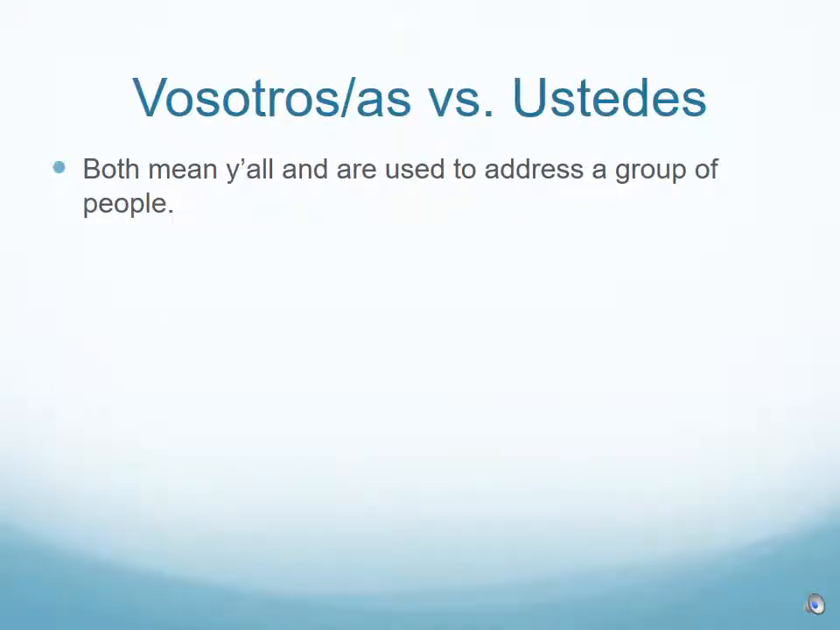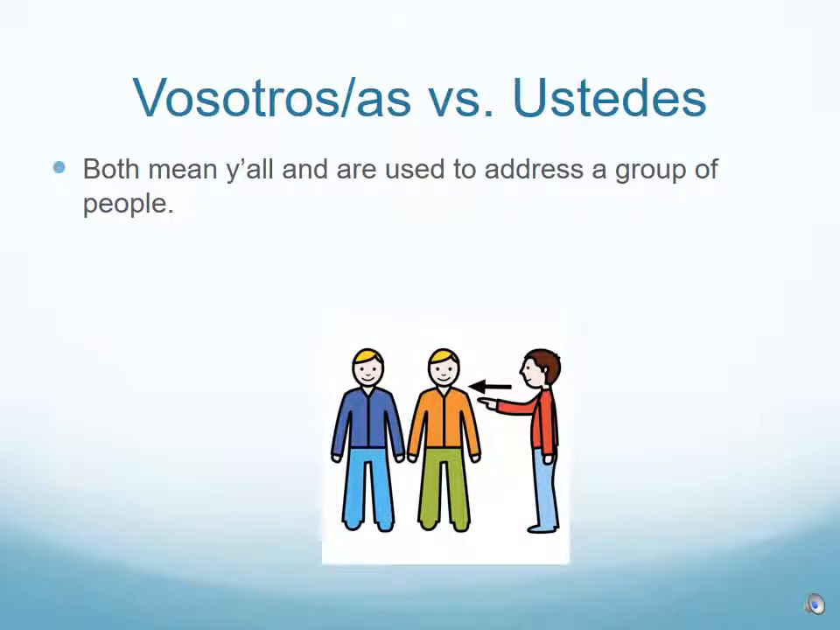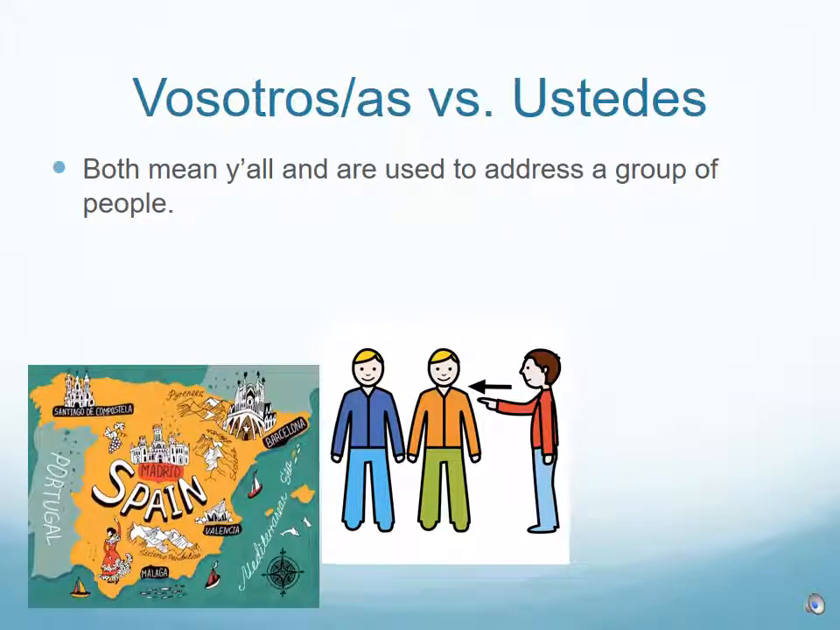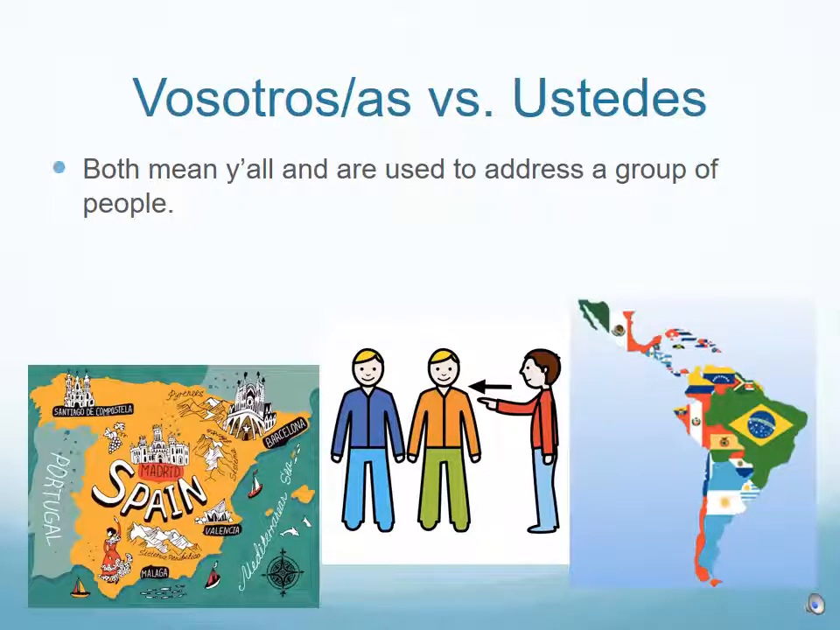Vosotros y ustedes. So here we have again the formal and the informal. Vosotros is the informal way of addressing someone, and ustedes is the formal way. Both of them mean y'all and are used to address a group of people. However, they differ in their countries. So while both of them mean the same thing, remember, in Spain, we use vosotros or vosotras almost always. Whereas in Latin America, they use ustedes. They don't have vosotros there, and it only is found in really old writings.